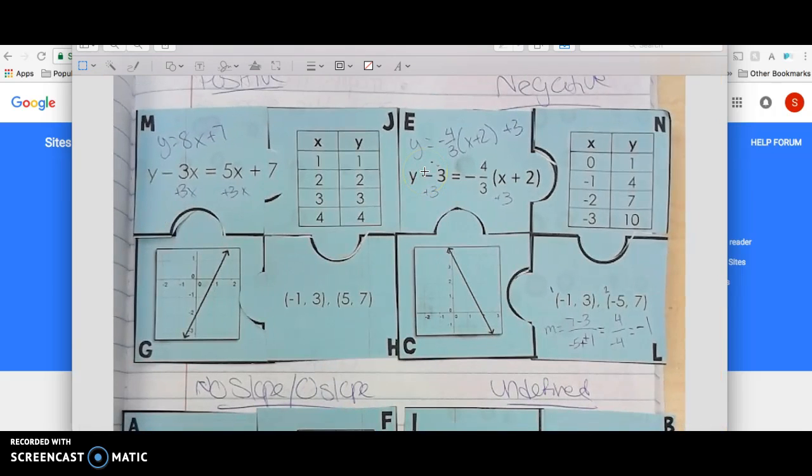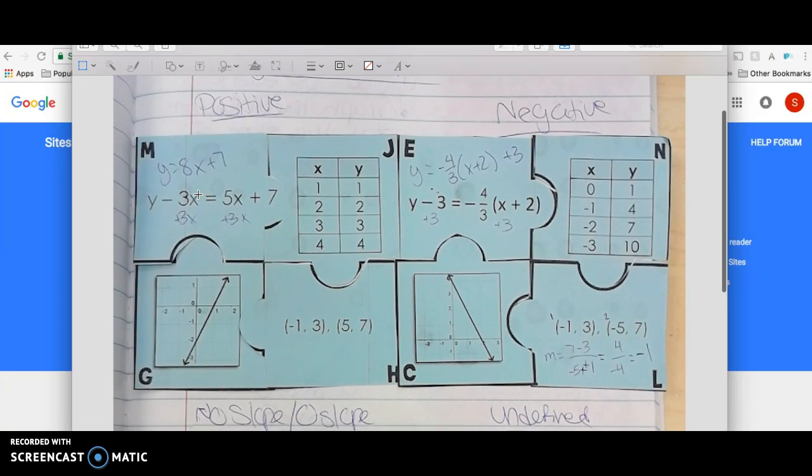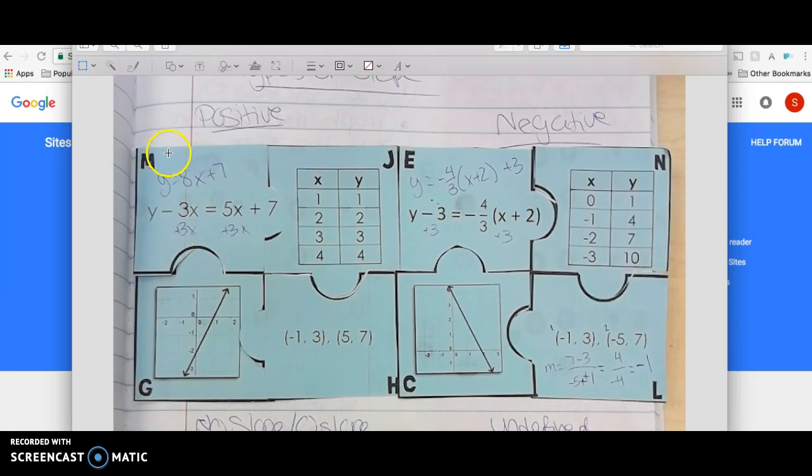They decided if they wanted to start out with all of the graphs and sort them, okay, this is positive because it's going up, this is negative because it's going down, or if they wanted to say, okay, let's find all of the positive examples of slope first and set them aside. So they kind of decided how they wanted to do it, and I went with it. As you can see, I do have various representations of slope.